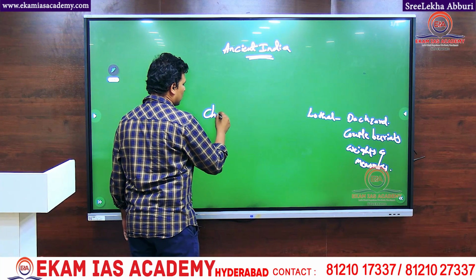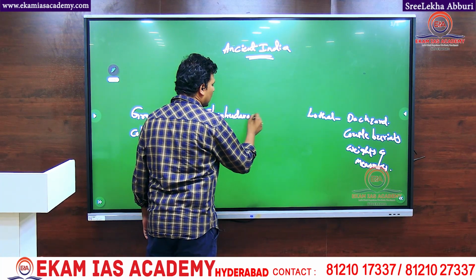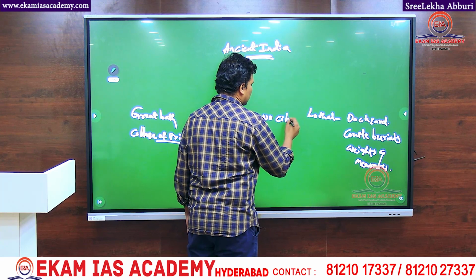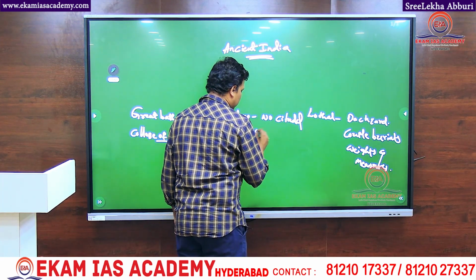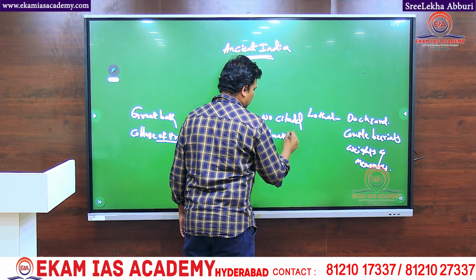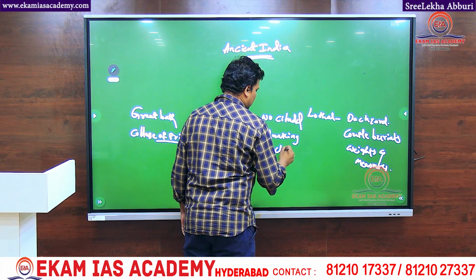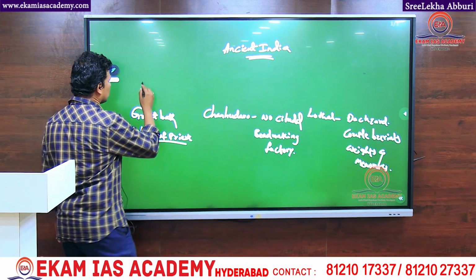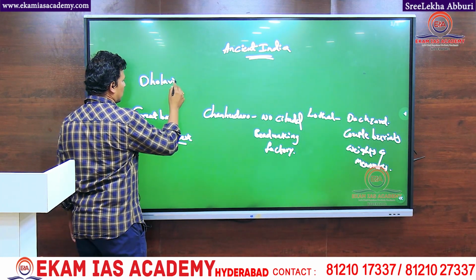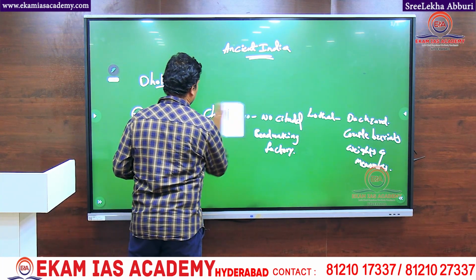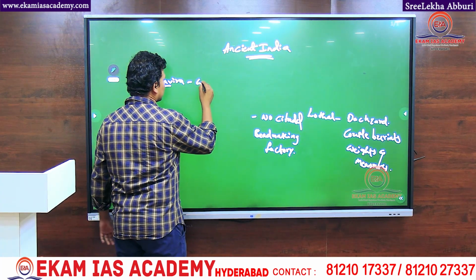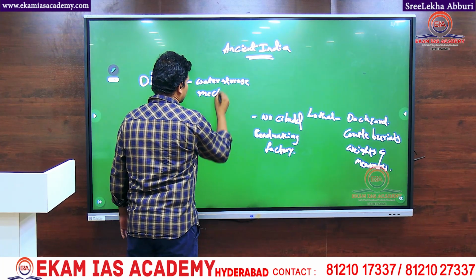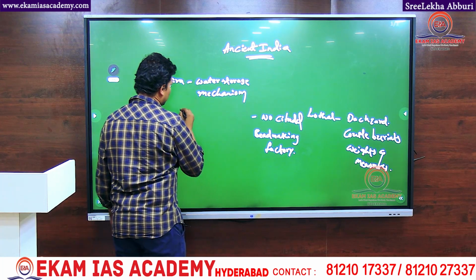And then Chanhudaro. The specialty of Chanhudaro is that this is the only Indus Valley civilization site which has got no citadel, and it has got a bead making factory. And we all know the famous Dholavira: water storage mechanism and also multiple citadels.